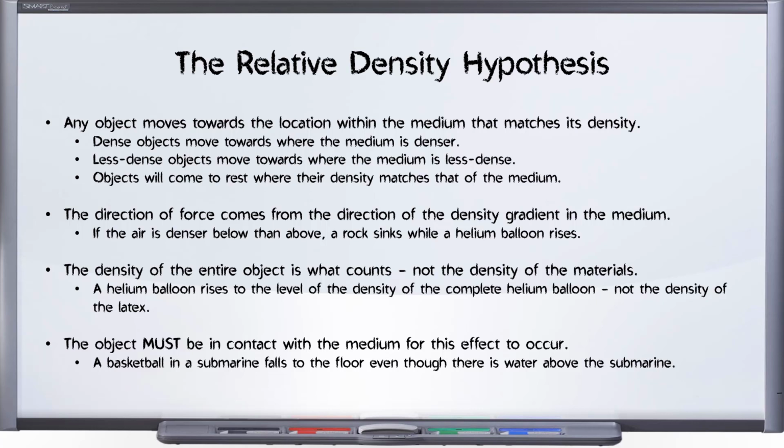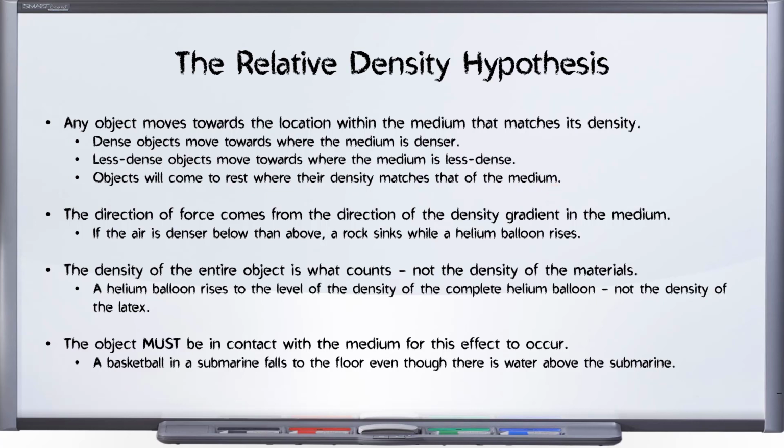So here we go. To begin with, any object moves toward the location within the medium that matches its density. To clarify, dense objects move toward wherever the medium is denser, and less dense objects move toward the location within the medium that is less dense. So objects will come to rest where their density matches that of the medium they're in.